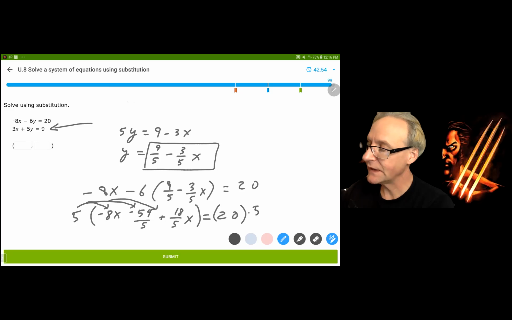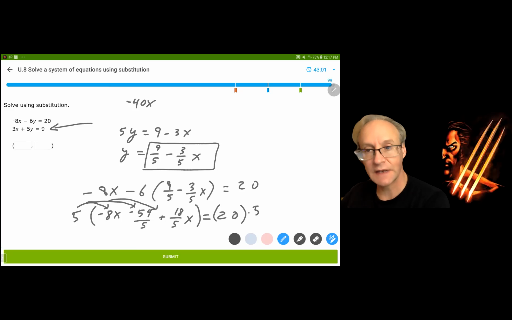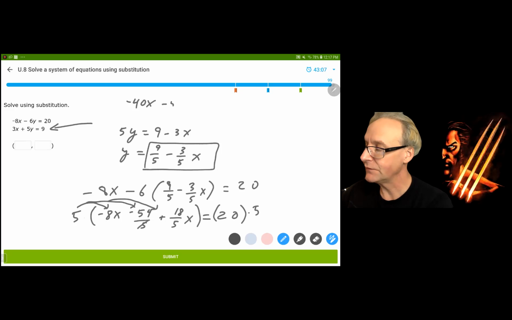I have 5 times -8x is -40x. 5 times -54 over 5 is just -54. The whole point of multiplying by the 5 was to get rid of this 5. Minus 54. Multiplying the 5 times the last part gives me 18x. And it's equal to 100. Now be careful. I'm adding these together. That gives me -24x. And I also have to add the 54 to both sides.